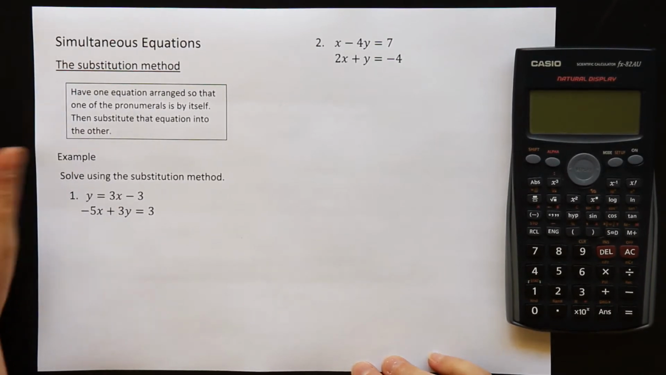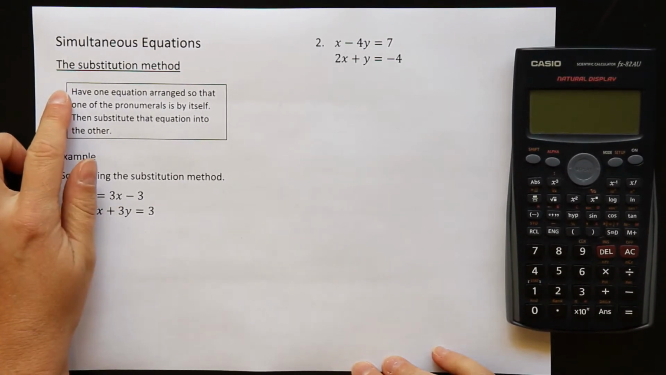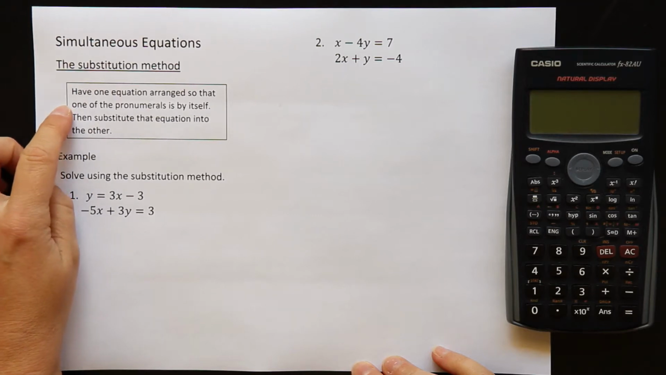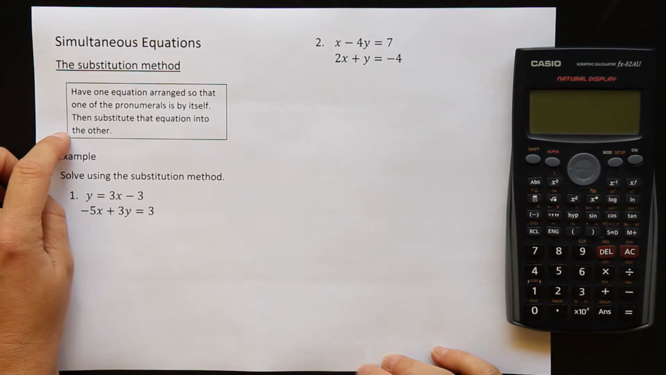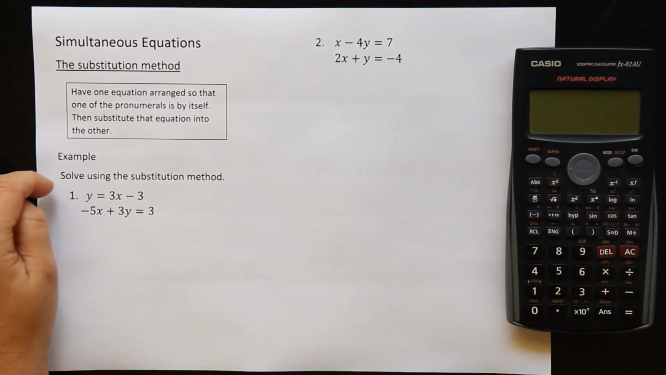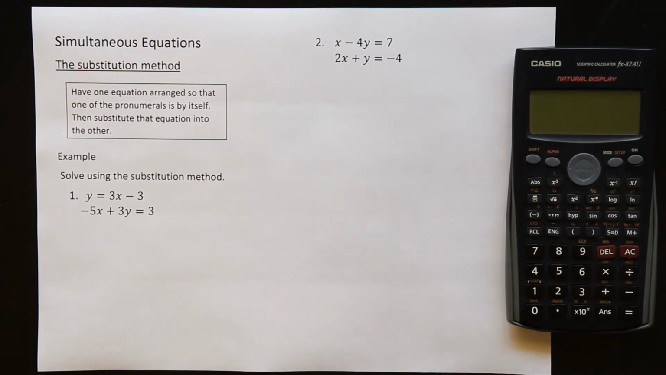To do this method, you have to have one of the equations arranged so that one of the pronumerals is by itself. It doesn't matter if it's the x or the y, we just need one of them by itself. Then we substitute that equation into the other one, which is why it's called the substitution method. So let me show you how that's done.